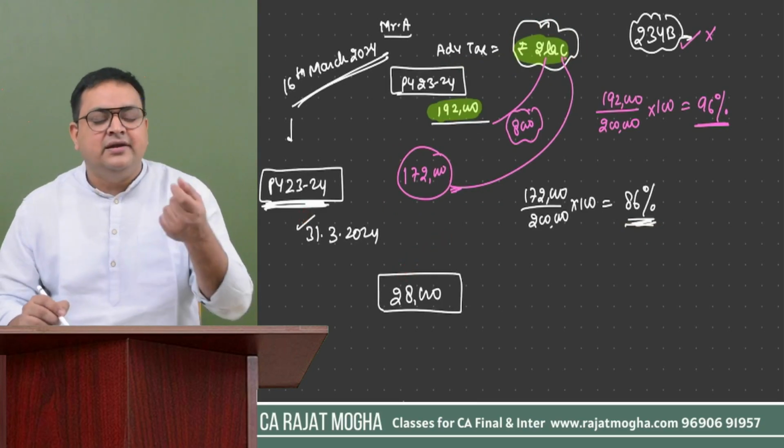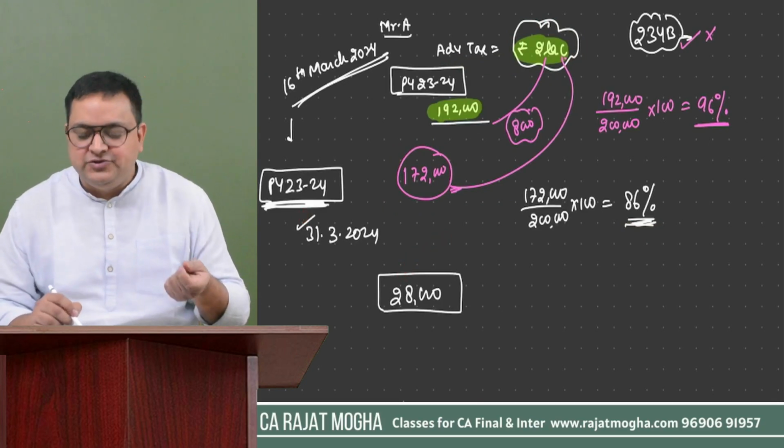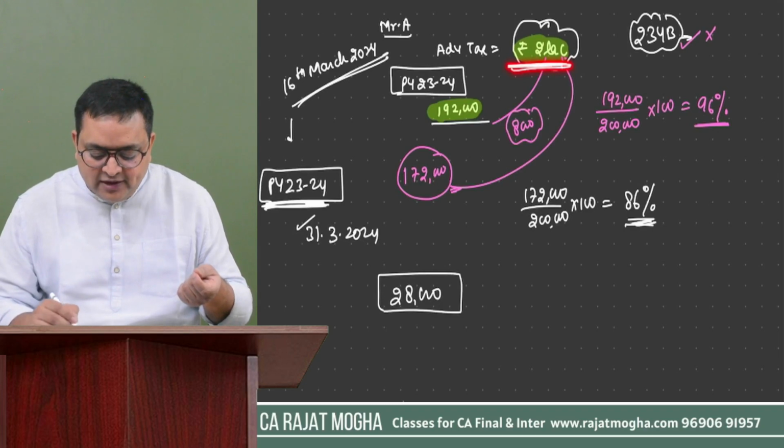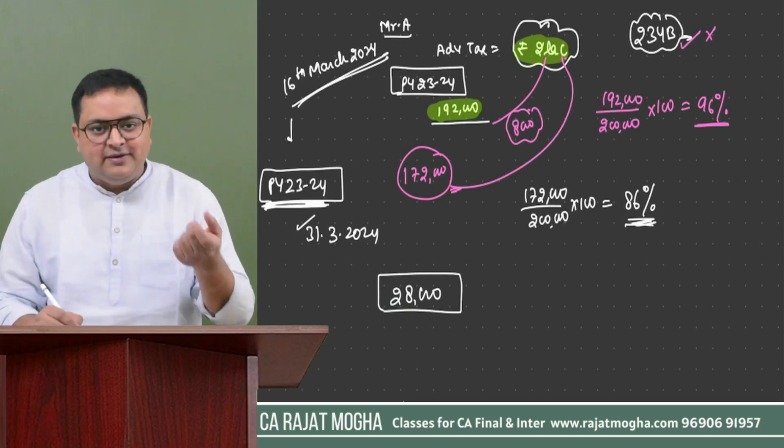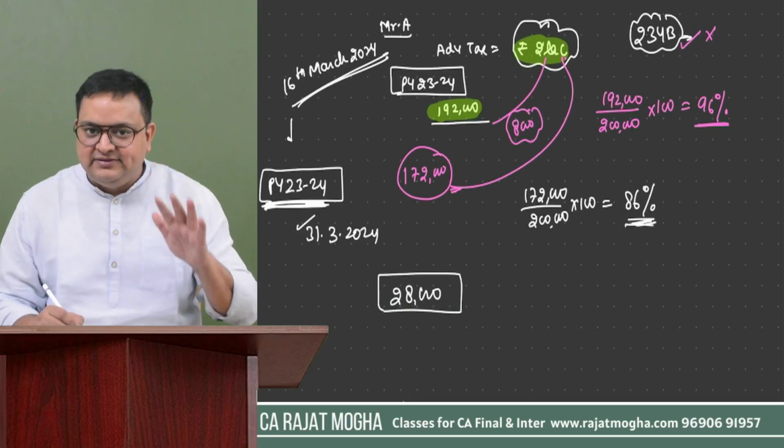How much will it be attracted? We will see how much is the short amount which you have paid. You were supposed to pay 2 lakh, you have paid 1,72,000. So how much short have you paid? 28,000 rupees.